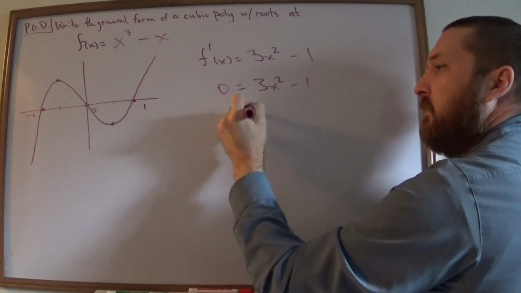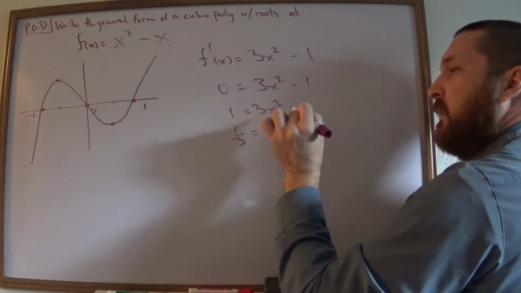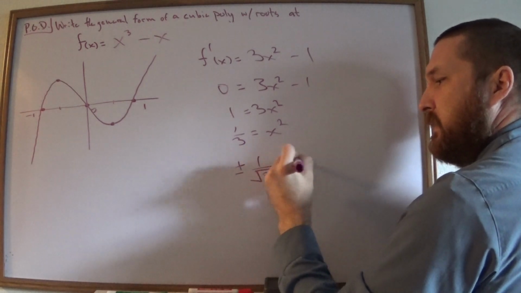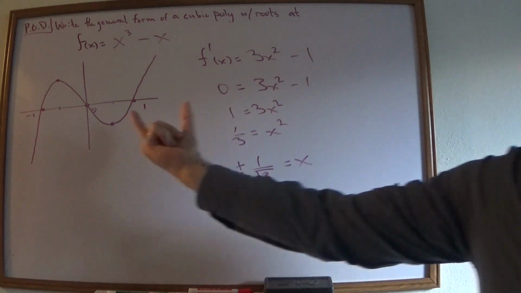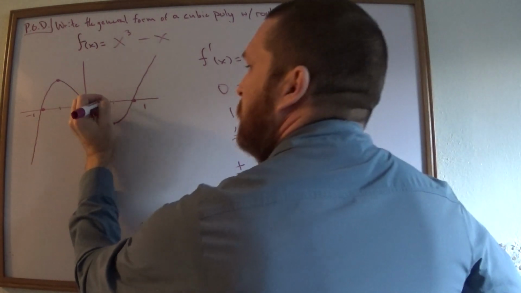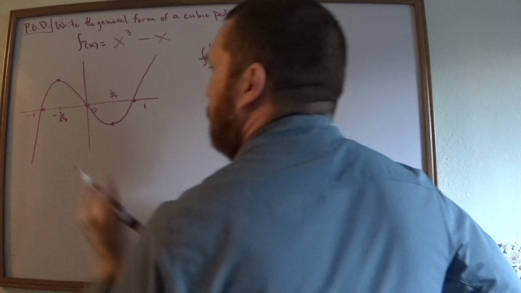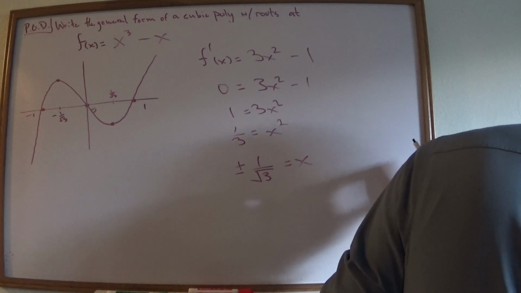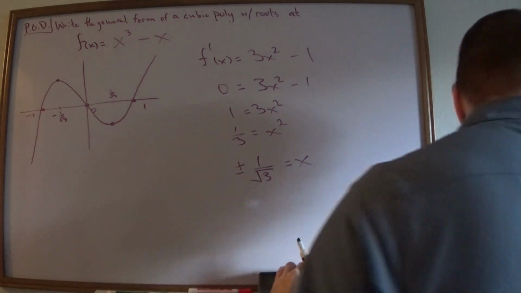Let's bring him over. So we have 1 equals 3x squared. 1/3 equals x squared. So x equals plus or minus 1 over root 3. Now, does that make sense here with what we're seeing? Yeah. 1 over root 3 is indeed between 0 and 1. And so you have one over here and you have one over here. Okay, so we have 1 over root 3, negative 1 over root 3. Okay, so I don't really care what the outputs are, actually, for what we're doing right now. We could do that. I don't want to waste the time.